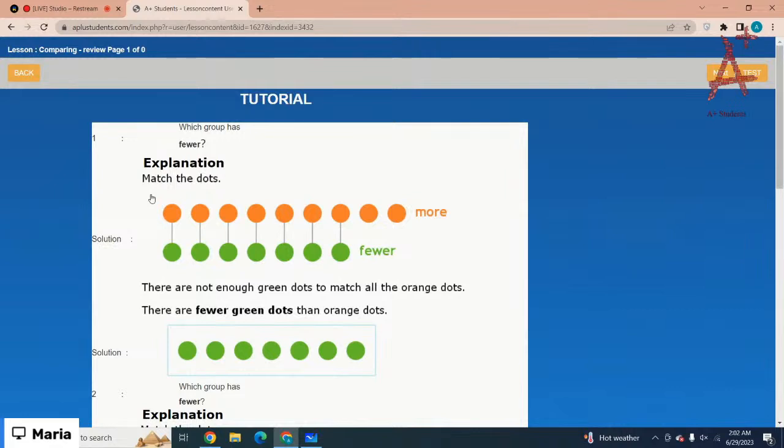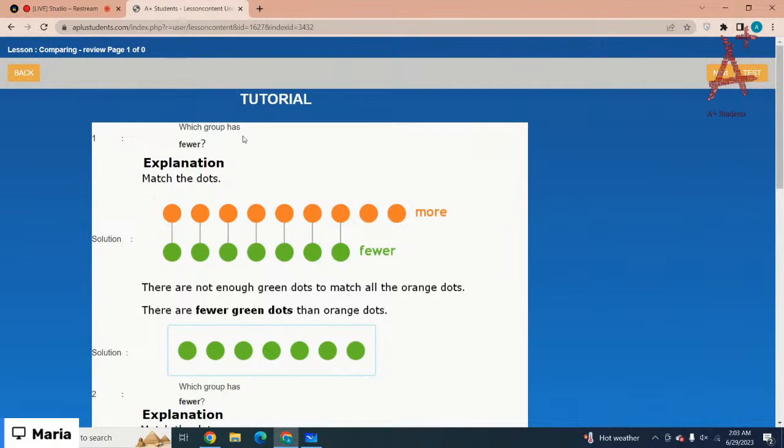You need to see which one has fewer dots. So how do you see? You have to match orange dots with the green ones. You can see 1 2 3 4 5 6 7 of the green dots match with 7 of the orange dots, but you are left with two more orange dots, and you don't have two more green dots. That means there are not enough green dots to match all the orange dots. So there are fewer green dots than orange dots.